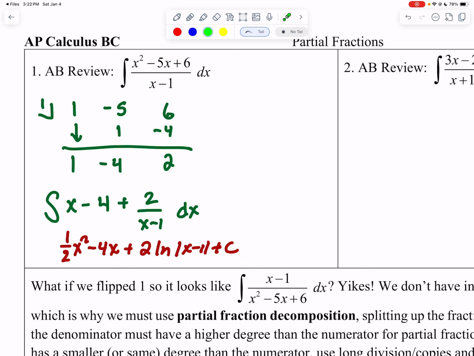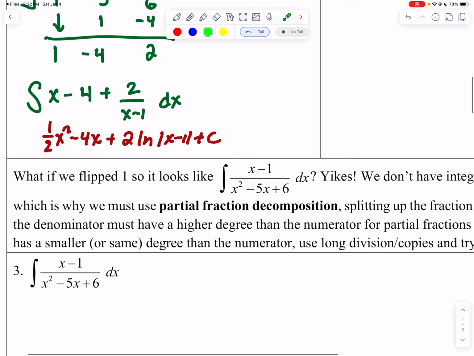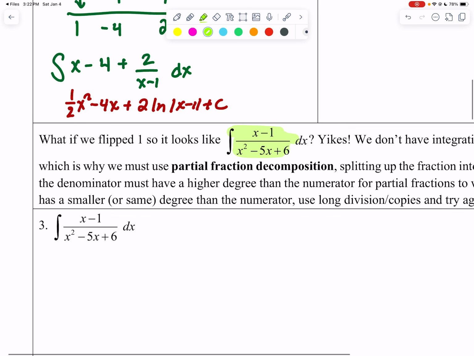Now, the goal of today's lesson is essentially what happens if I flip this integrand right here and it becomes x minus 1 over x squared minus 5x plus 6. So something like this. Well, the thing about this is that I can't really use any techniques that we've learned back in AB, so that's why we have something called partial fraction decomposition, where I'm essentially breaking this apart so that it is a sum or a difference of a rational function that we did back in Math 3.